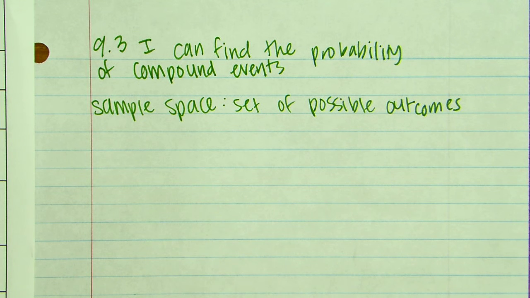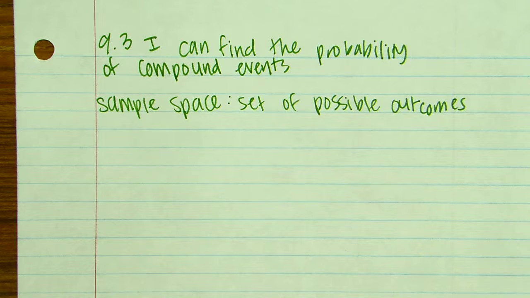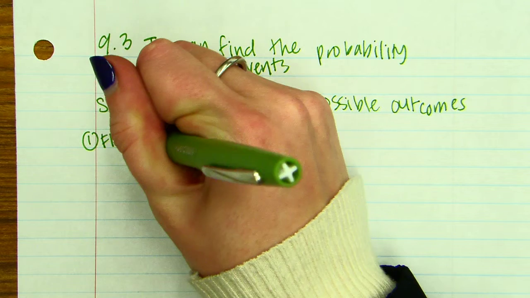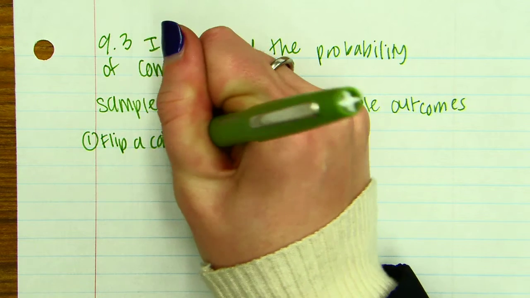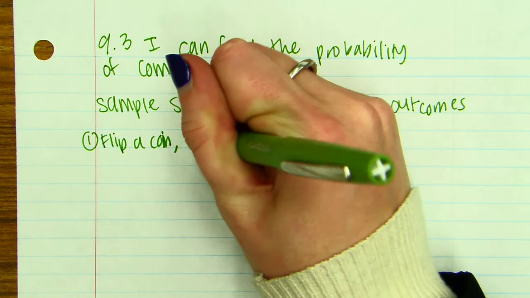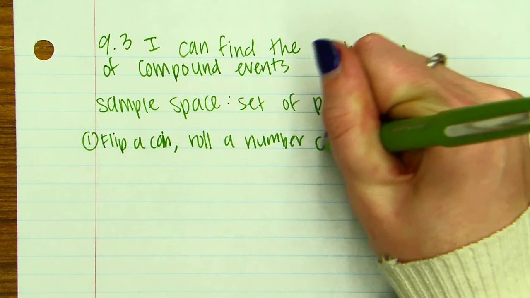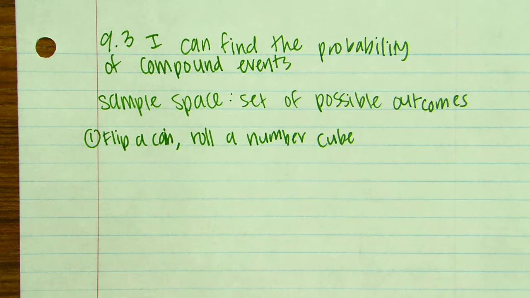Let's say you are flipping a coin and rolling a number cube. We want this set of possible outcomes. We want this sample space. So we make a tree diagram and we think, what are our options for each event?